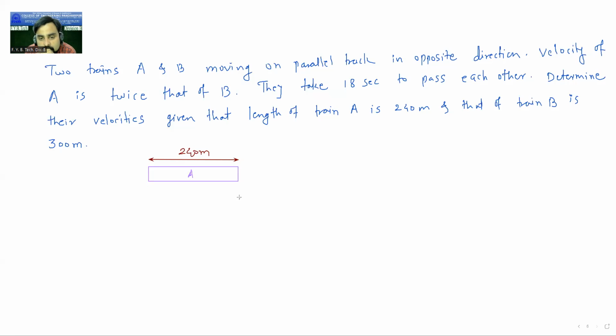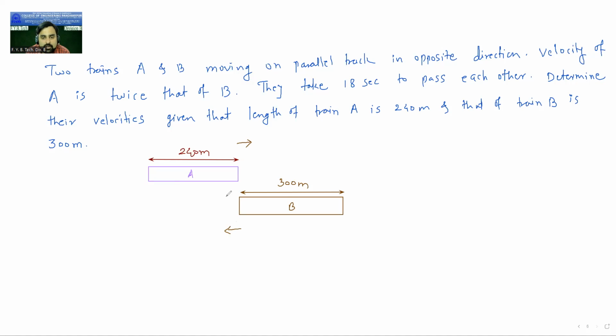This is train B and the length of train B is 300 meter. Okay. So when they overtake each other, they are moving in opposite directions. This train is moving in this direction and this train is moving in this direction.